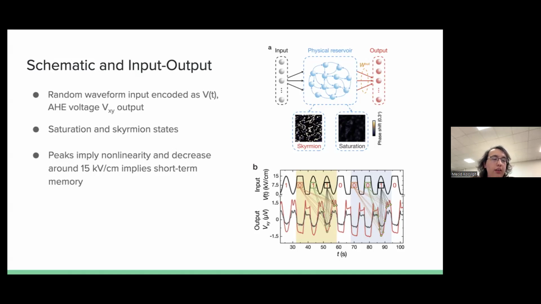The electric field induced anomalous Hall effect voltage change, we denote that as delta Vxy, of the Skyrmion state reservoir is around 3 microvolts, as you can see from the red curve at the output side. While the saturation, the gray output signal, shows much smaller amplitudes, around 1.5 microvolts, as displayed in figure B.